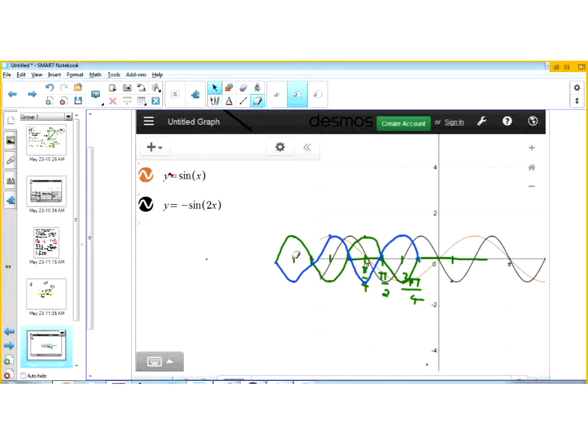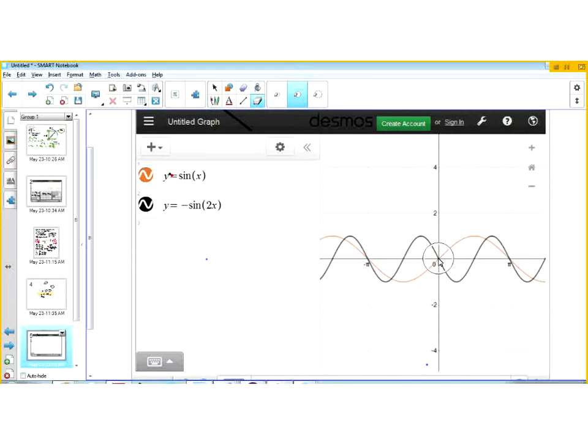Let me erase the content. Is that right? Negative sine of 2x, 2 pi. The period should be pi. Oh, that's the black curve. I'm sorry, that's the black curve. Yeah, the period is pi.